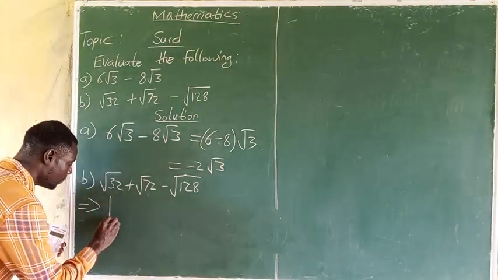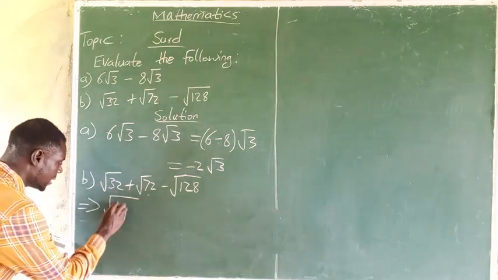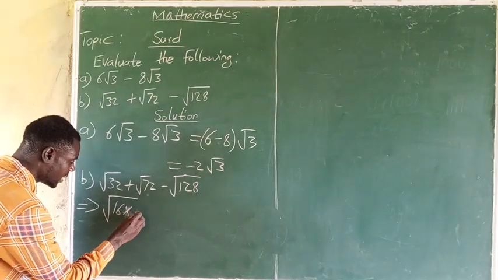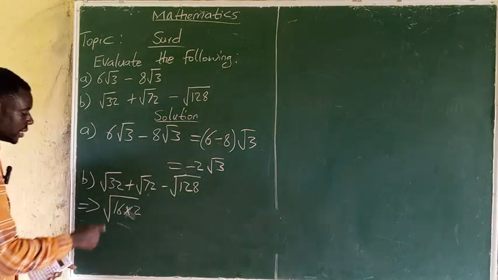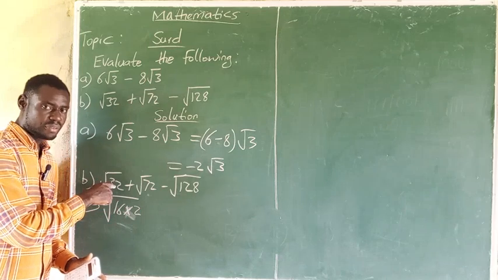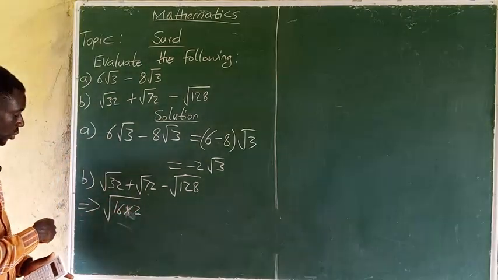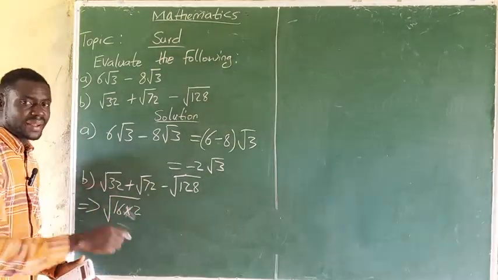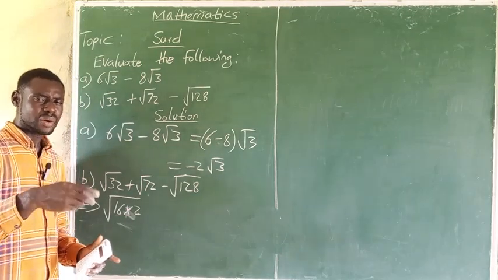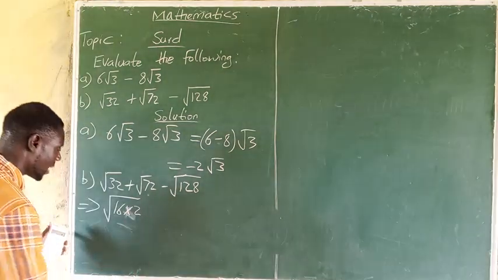If you check very well, 2 numbers that can go into 32 will be 16 and 2. 16 times 2 will give you 32. Remember, 16 is a factor of 32 and 2 is also a factor of 32. So observe, 2 here is a number that you cannot easily rationalize, you cannot easily find the perfect square. But for 16, you can easily find the perfect square.